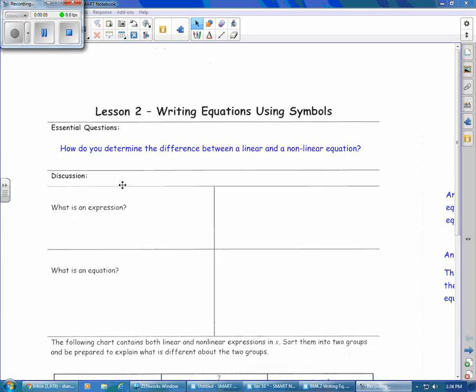You should be on page 7 of your workbook. Lesson 2, Writing Equations Using Symbols. Your essential question today: how do you determine the difference between a linear and a nonlinear equation?